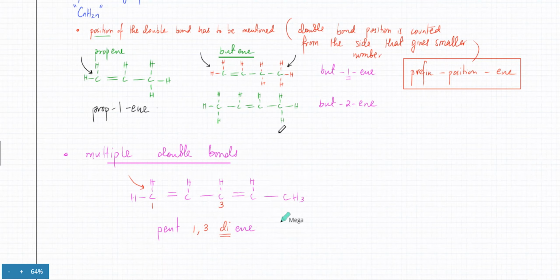And this is always what you're going to do. If you have multiple functional groups, if there were 3 double bonds, then this would have been tri. And you would have mentioned the position of all 3 of them. So this is your position. And this represents the number of carbon-carbon double bonds. Okay? Is this clear?